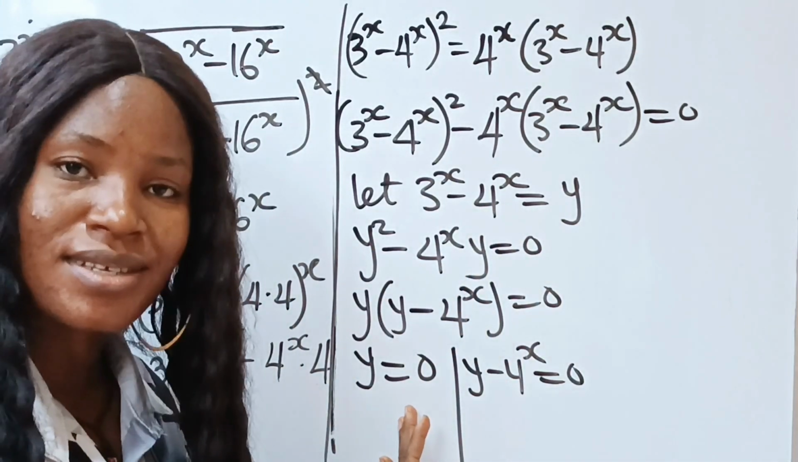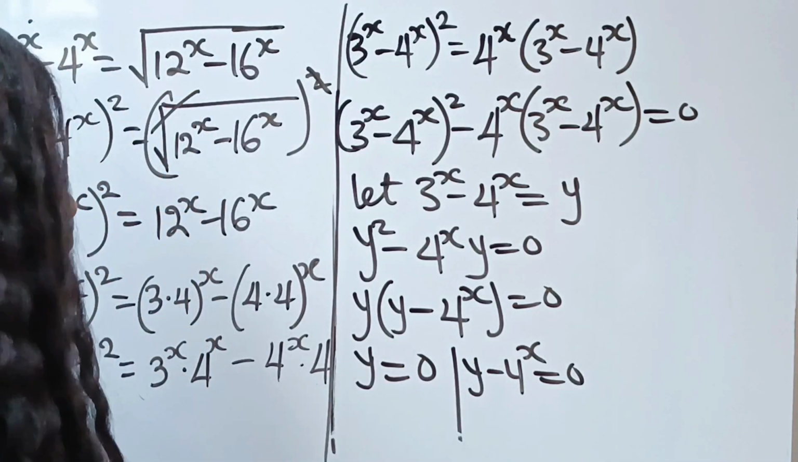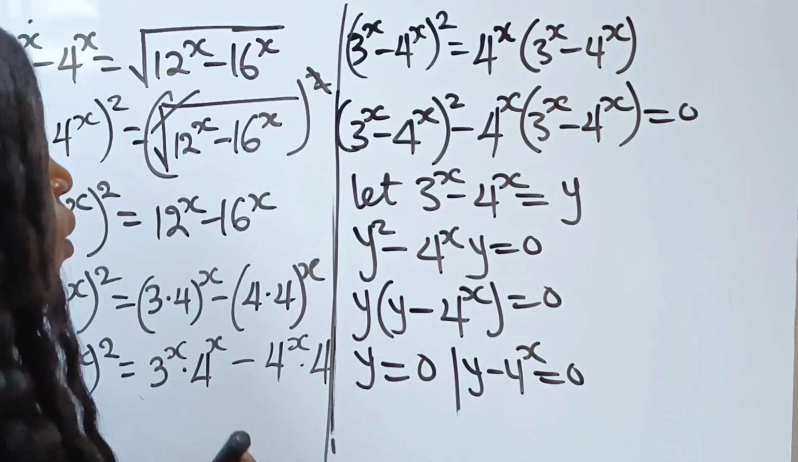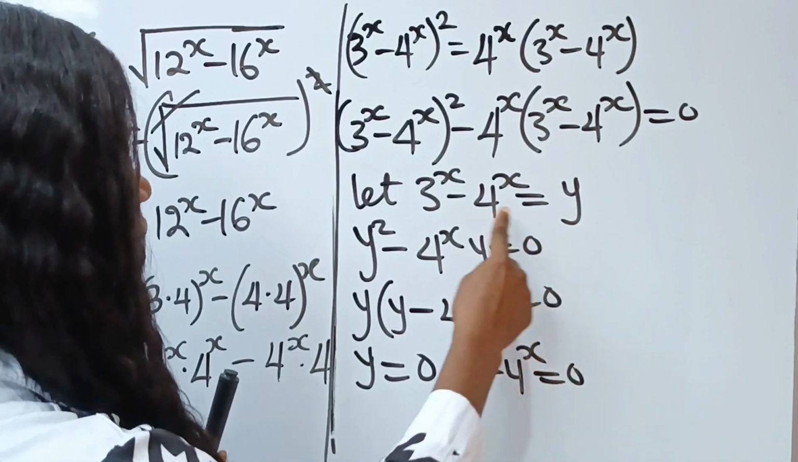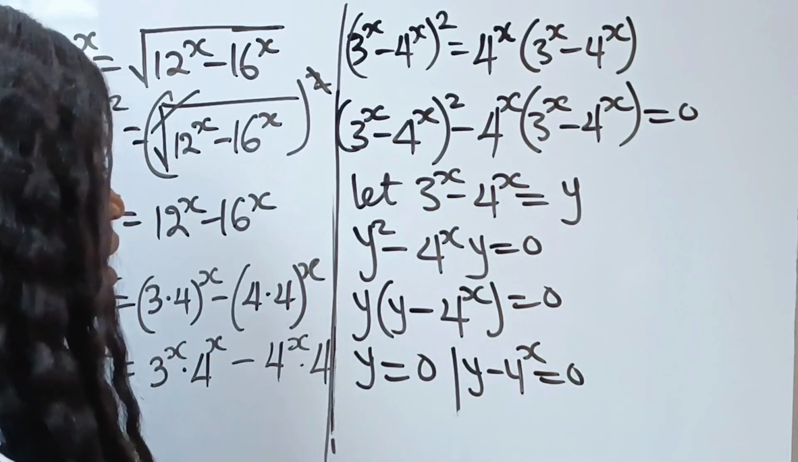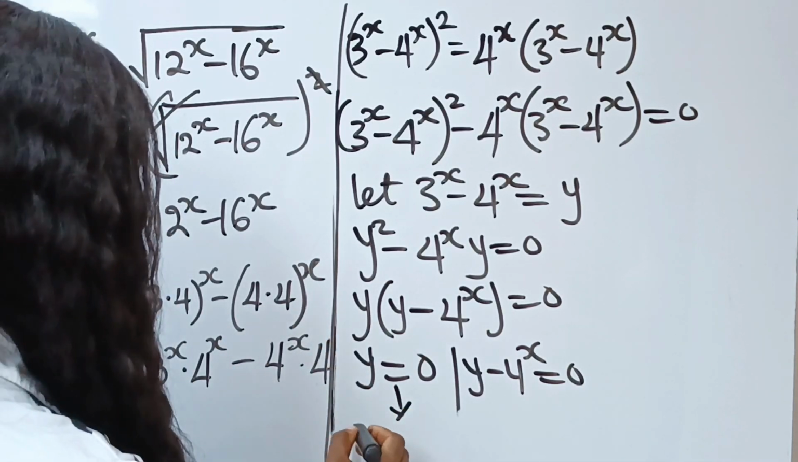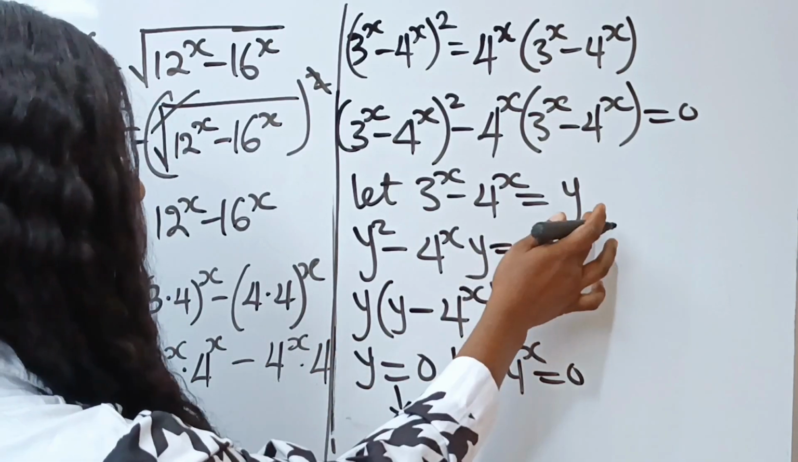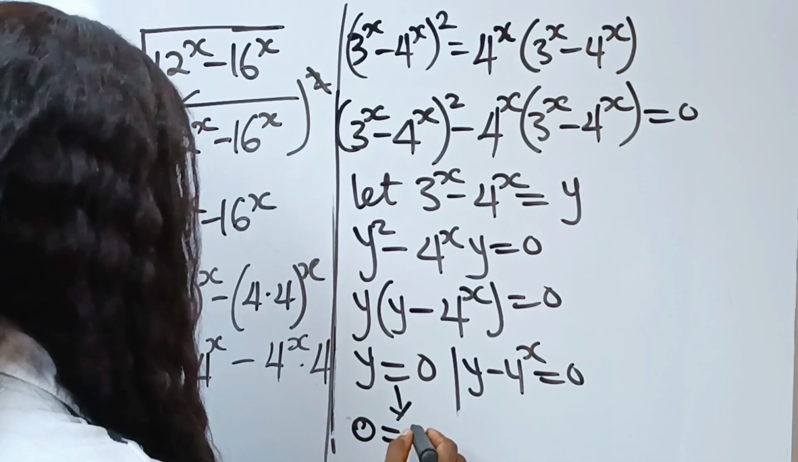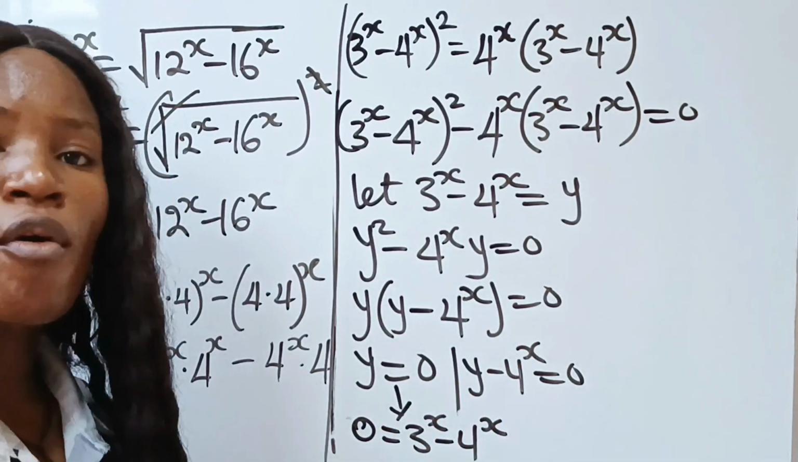Now from the left hand side you can see that y is equal to 0. That one is already certain, but I want you to recall that our y is equal to 3 to the power of x minus 4 to the power of x. So for this, we can say that y is 0, so 0 is equal to 3 to the power of x minus 4 to the power of x.